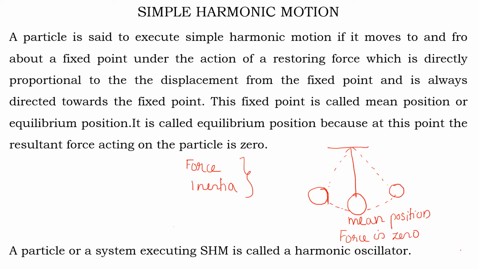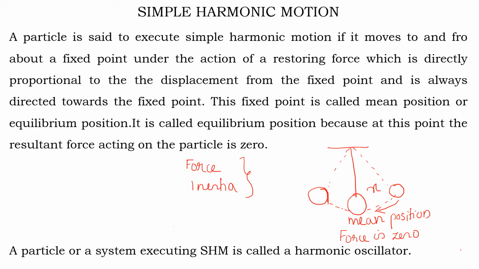From this mean position, if the body is displaced by a distance x, then at this point the body is acted on by a force which tends to bring the body to its mean position, and this force is called a restoring force. Because of this restoring force, the body has a tendency to come to its original position. This force always acts along the direction of the mean position.